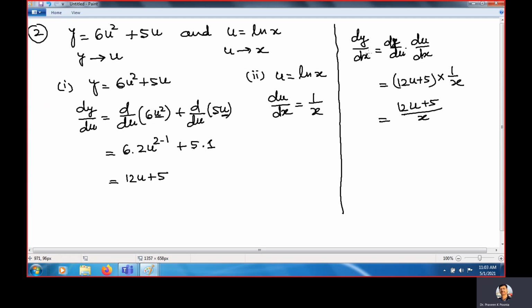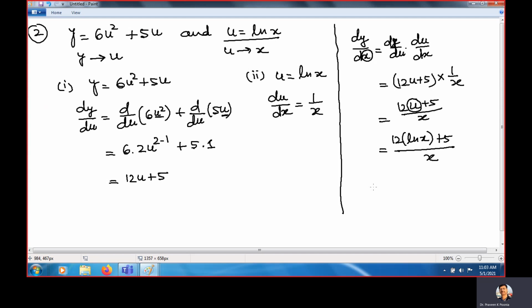But as I told you, because we are evaluating the derivative of y with respect to x, all the values should be in terms of x. So you need to change this u in terms of x. So it is 12. What is the value of u? It is ln x, plus 5 upon x. Answer.